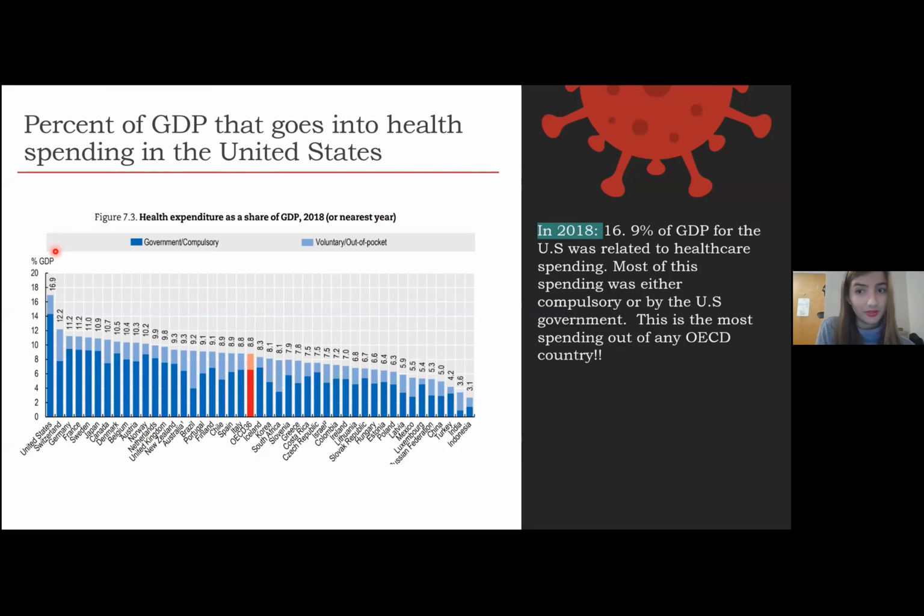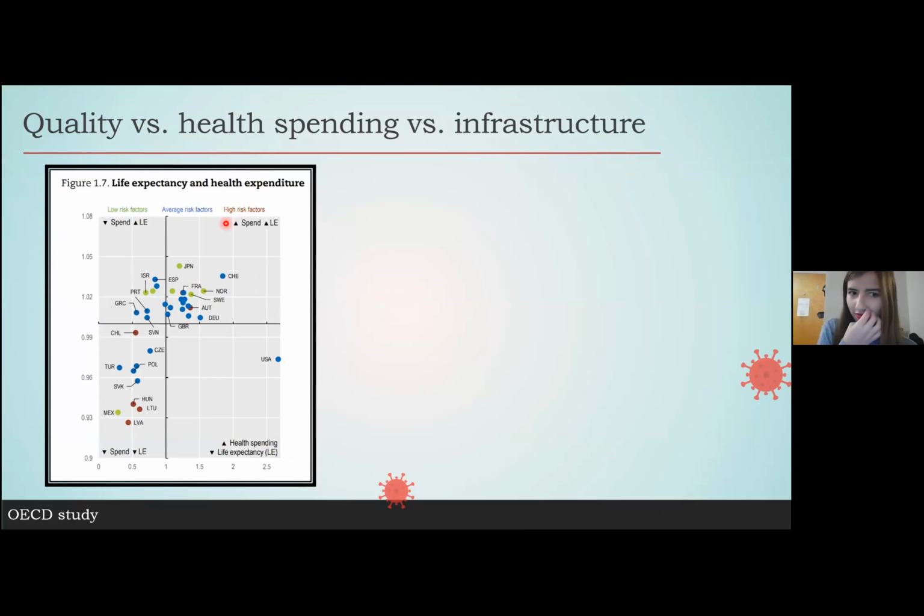16.9% of our GDP in 2019 went into healthcare. But what exactly does this mean? Is this a good thing or a bad thing? Well, it depends, but here is another graph by the OECD showing the relation between life expectancy and health expenditure. And this is also the case when it comes to preventable diseases, but the general trend is that the more you spend in healthcare, the more you can expect life expectancy to increase.